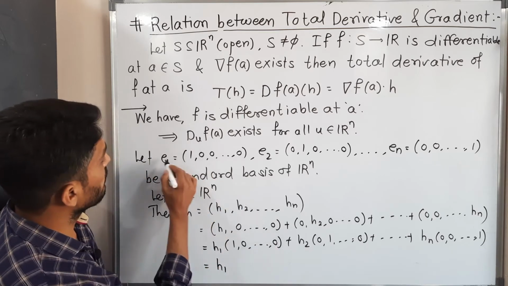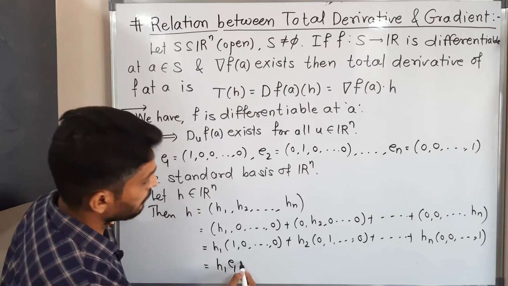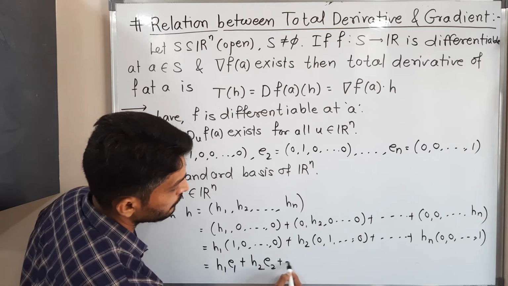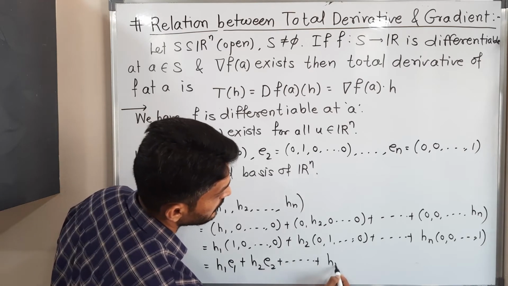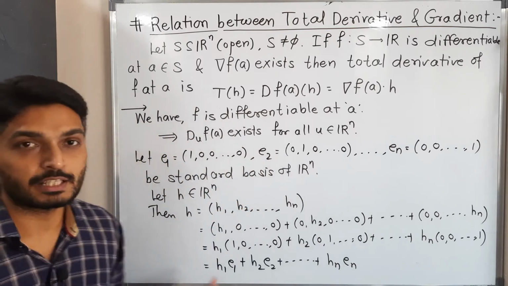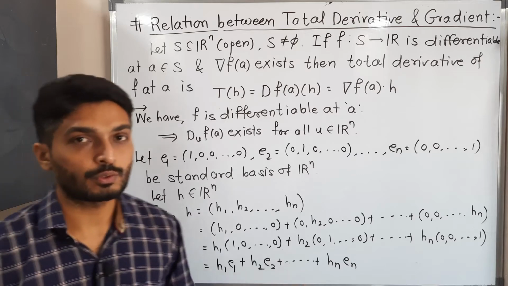times our basis element e1, plus h2 times e2, and so on. Obviously the last one is hn times en. In this way we express h as a linear combination of e1, e2, and so on, en.